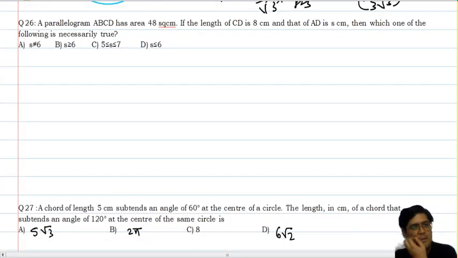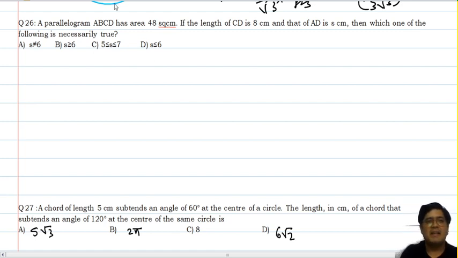A parallelogram ABCD has area 48 square centimeters. If length of CD is 8 centimeters and that of AD is S, then which of the following is necessarily true? And answer options are in the form of S is not equal to 6, S is more than 6, S is between 5 and 7, S is less than 6. Basically, the question is about either you find the length S or you find the range for S.